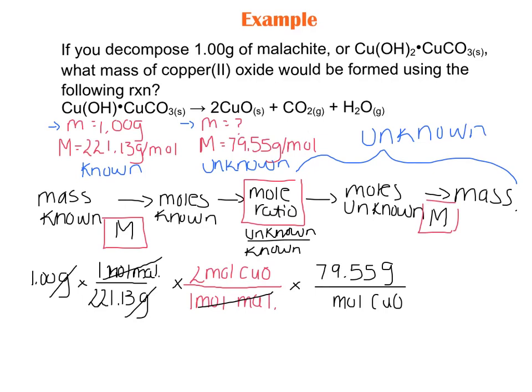Now, as usual, we multiply all the way across the top. So 1 times 1 times 2 times 79.55. Press equals and divide by everything across the bottom. So 221.13 times 1 again. And we should get 0.719 grams. All right.